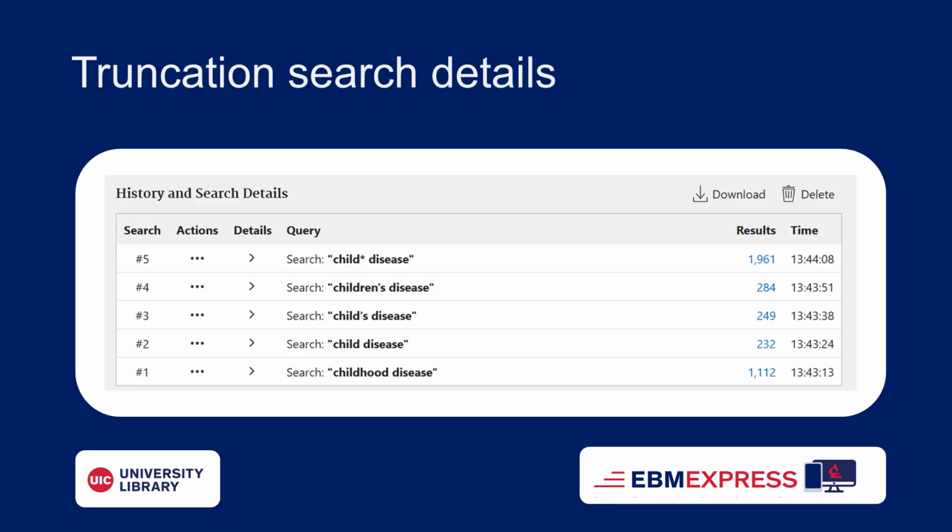Here is a screenshot of a search history showing the results obtained by using truncation versus searching each phrase separately. Searching child* disease yields over 1,900 results, while searching for children's disease, child's disease, and child disease each returns results in the 200s, and childhood disease returns just over 1,000 results. Using truncation in this case captures all of these phrases and more.